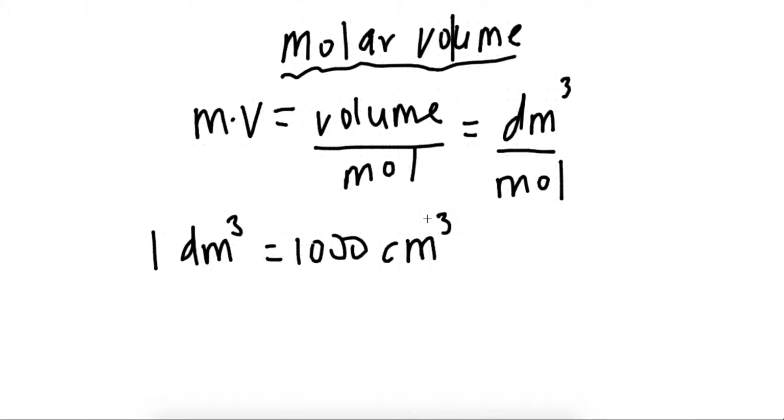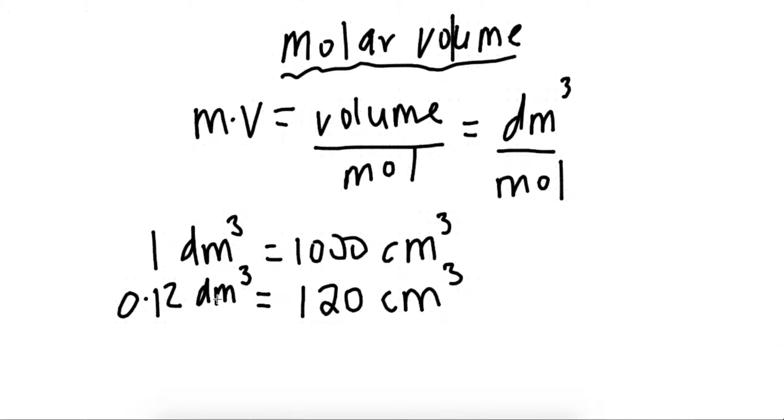But if I give you the volume to be, for example, 120 centimeter cube, I will have to convert it to decimeter cube. How do I do that? What I'll do is 120 centimeter cube divided by 1,000. You always divide by 1,000. To convert centimeter cube to decimeter cube, take the value of centimeter cube and divide by 1,000. So in this case, 120 divided by 1,000 equals 0.12 decimeter cube.